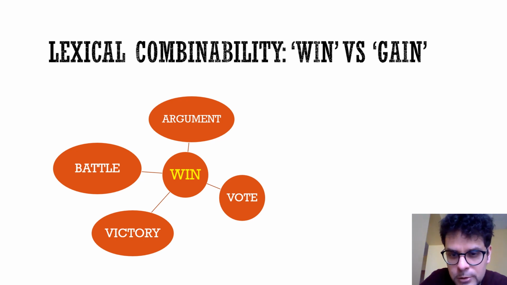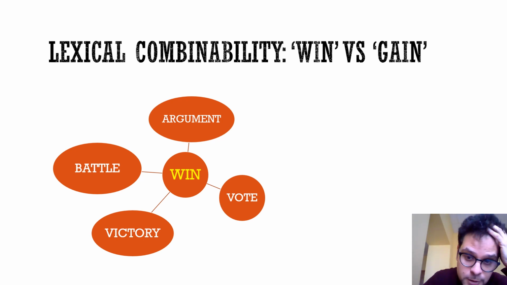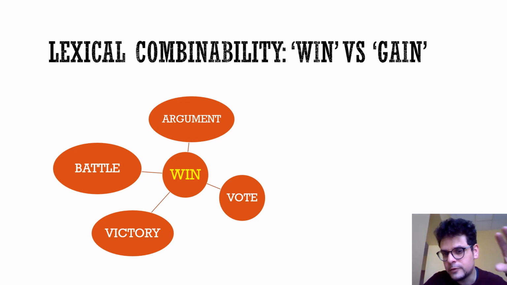So let's take a look at the lexical combinability, or I would also say collocability, of the verbs to win and to gain. And this is useful for those of you working on synonymy, like for a research task, because you know that synonyms are not only different in terms of meaning, connotation, register, but often also in terms of their collocational range or combinability. So the verbs don't take the same arguments.